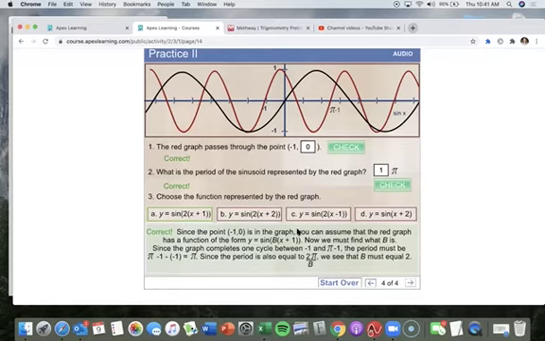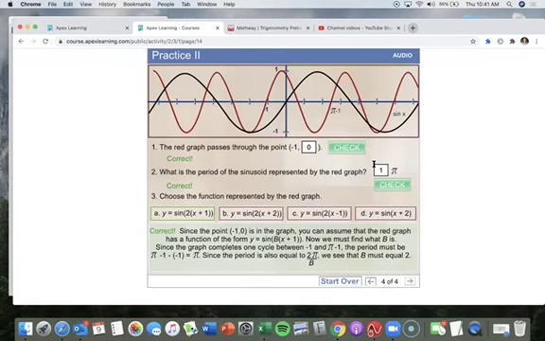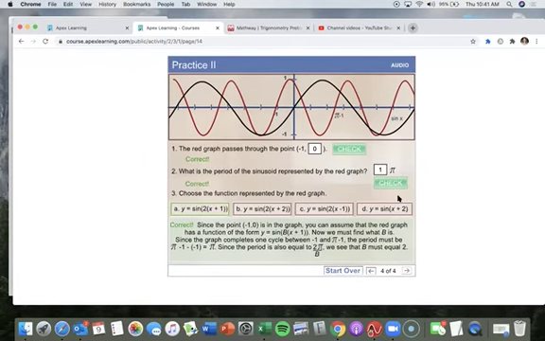All right. And then finally here, since the period is now equal to pi, 2 pi divided by b, so b must equal 2, because we only have 1 pi as our answer.